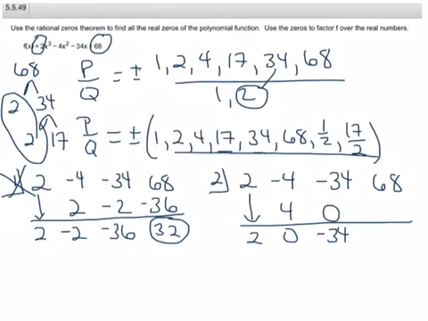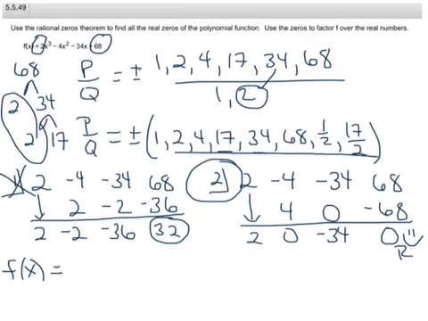Ooh, this is looking fun. Negative 34 times 2 is negative 68. Yay, which is a 0. Okay, since I got a 0 in the remainder spot, that means that x equals 2 is one of my zeros. So that means that when I'm going to factor f of x, I know it factors in part to x minus 2 as one of its factors.